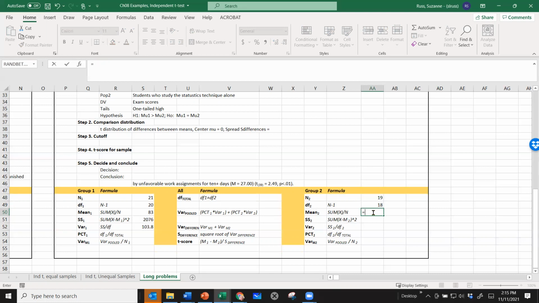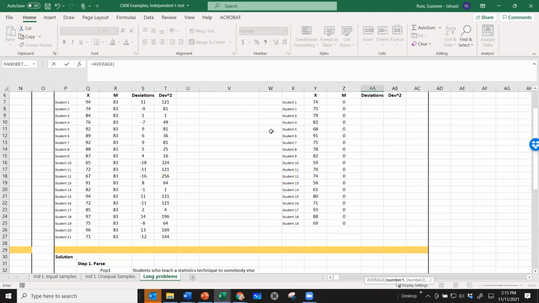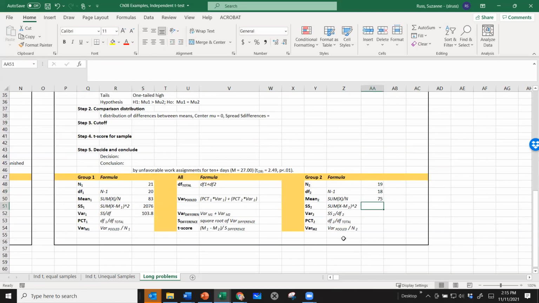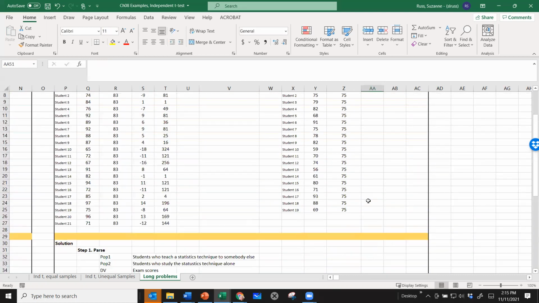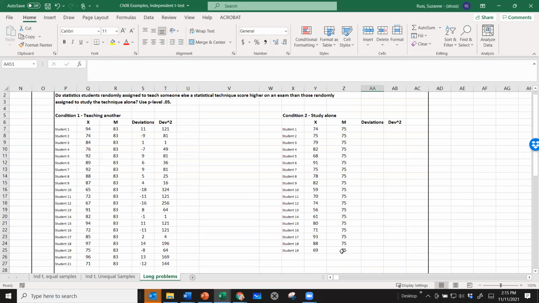I'll calculate the mean using that average as we did before, and I'll put the opening parenthesis. I'll go up and place my cursor in all these scores to select them. Now it's grabbed, as you can see, Y7 through Y25. That's correct. And there's our average. Next, I'm going to get the sum of squares, which means I have to calculate the deviations. As you can see, I've placed the mean into each cell. So now I can just do a simple calculation. Equals x minus m. I've done that for the first one. And now I just need to square it.